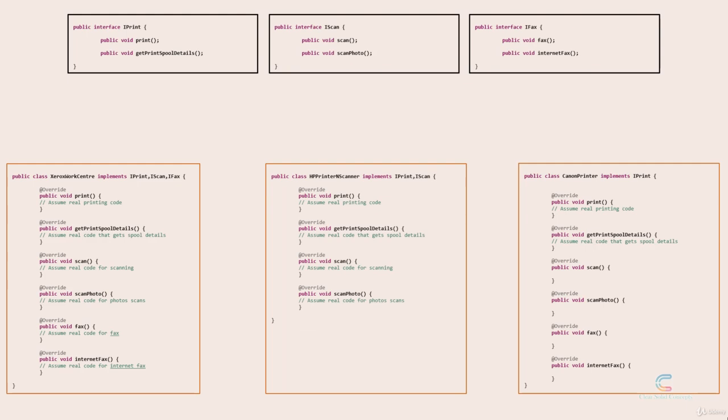Finally, the Canon device will implement the iPrint interface alone, as it can do only printing related functions. So we can remove all the remaining blank implementations from the Canon device class. So you can see that the classes have become much cleaner now. No more blank implementations of methods.